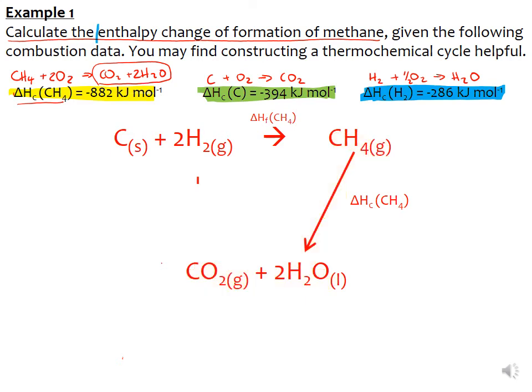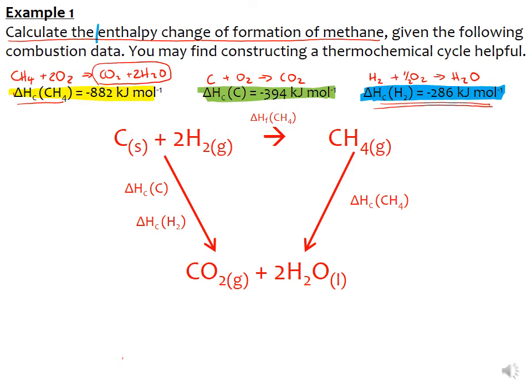Now the next bit of this cycle that we can look at is delta HC for carbon. So delta HC for carbon would be the reaction of carbon to form CO2. Now also on that arrow we can include this blue reaction that we've got written down here, because the hydrogen will also combust to form water. So I'm going to label that just there.